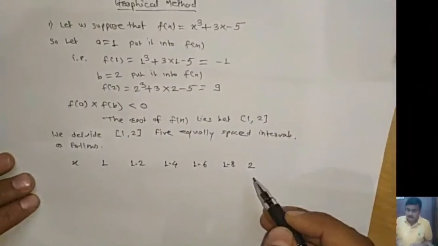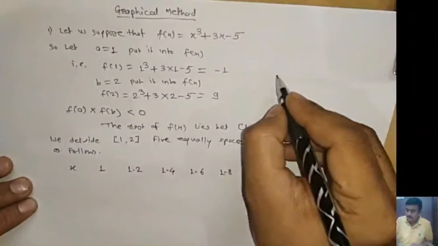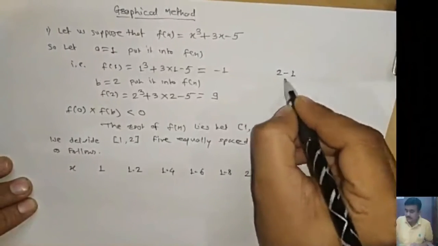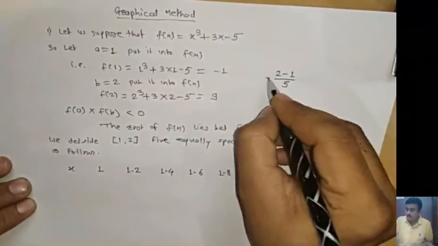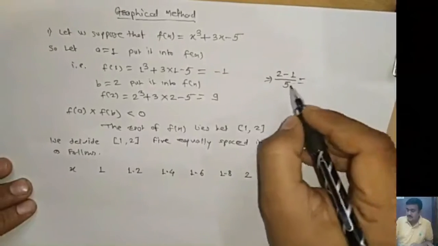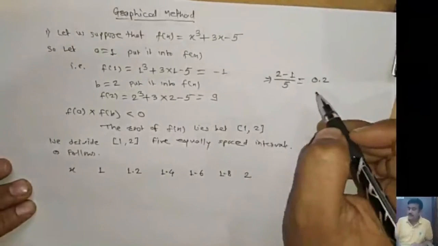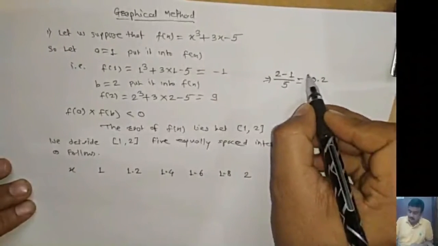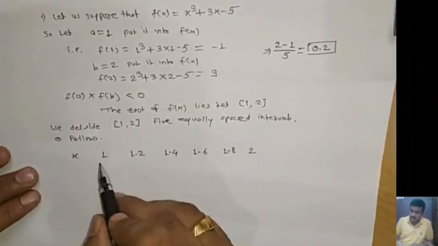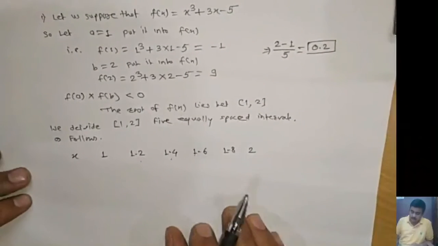I have calculated these values of equally spaced intervals with the help of upper limit, that is 2, minus lower limit, that is 1, divided by 5. We can decide how many number of intervals we need. With this formula we get value 0.2. 2 minus 1 divided by 5 equals 0.2. After the first value of the interval, we add this value and we get 1, 1.2, 1.4, 1.6, 1.8, and 2.